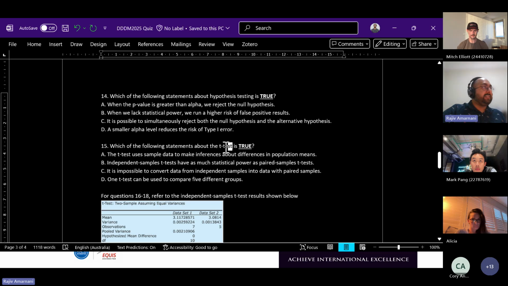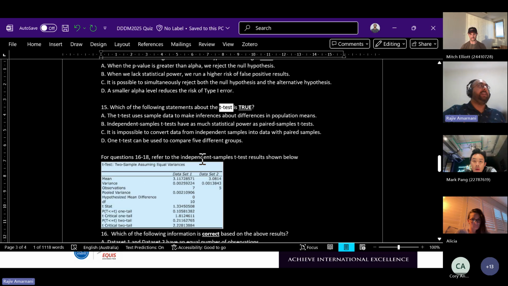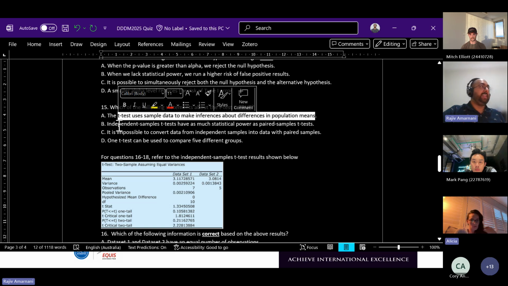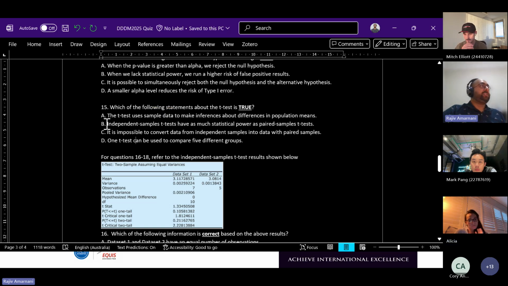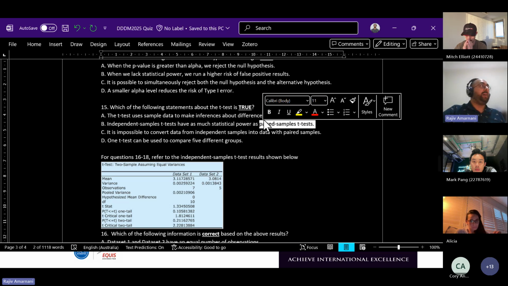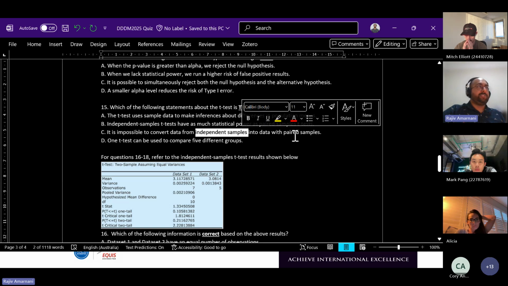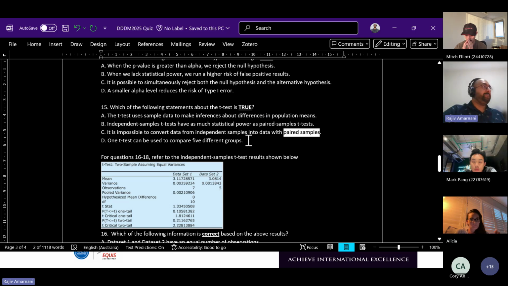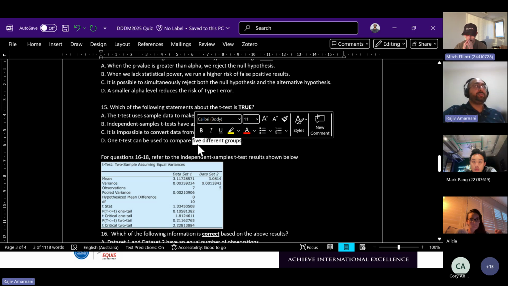Which of the following are true about the t-test? It's used to explore differences in population means. This is true. So it is A. Just on B, paired samples t-tests are substantially more powerful. And it is possible to convert data from independent samples into paired samples with matching. If you have multiple groups, you'll have to use an ANOVA and not a t-test.